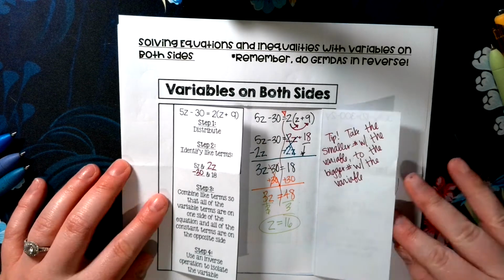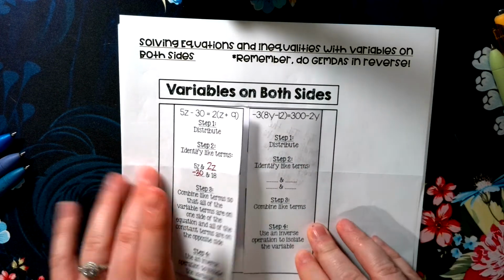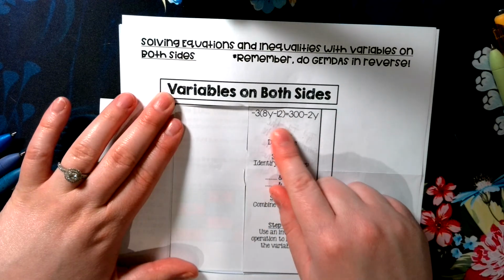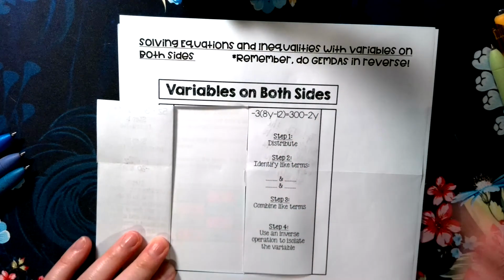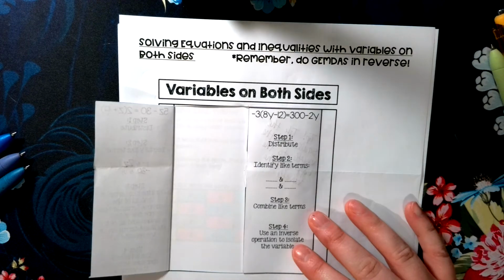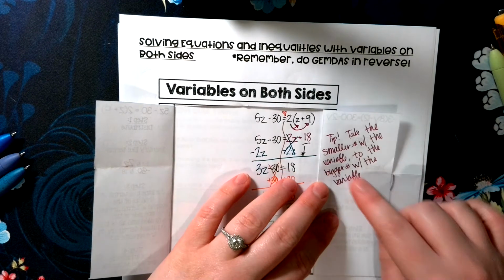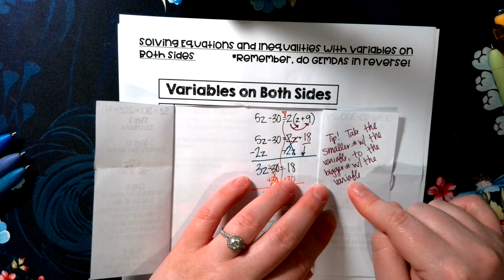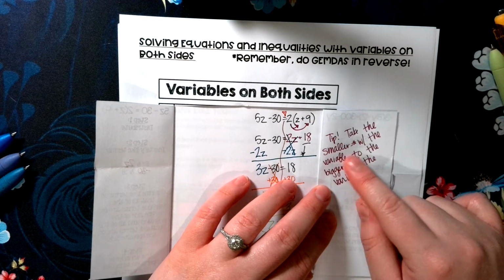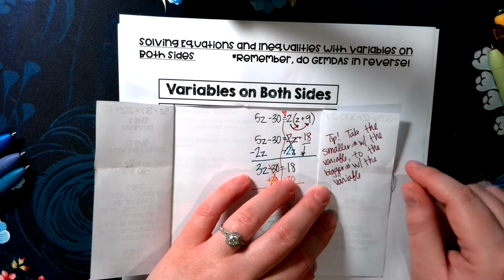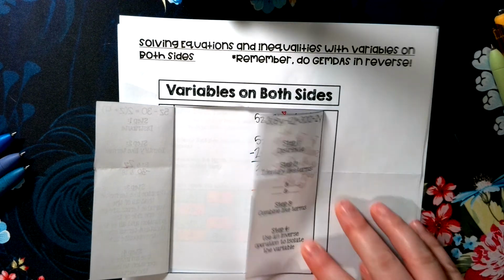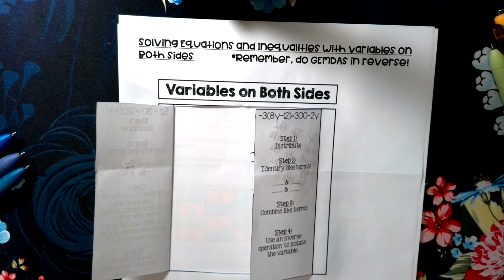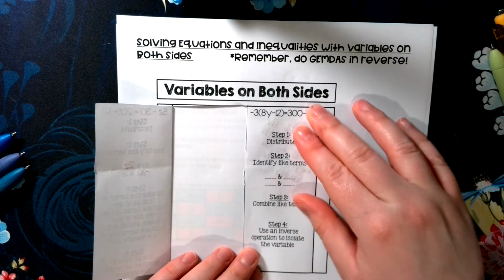So go ahead, close that flap, and open up the next one so we can solve this problem here. Go ahead, pause the video, try it all on your own. Make sure you distribute first. And then when you're trying to combine your like terms, take the smaller number with the variable, move it to the bigger number with the variable, so you get rid of that chance of working with negative numbers, excuse me. Go ahead, pause your video, try it all on your own.